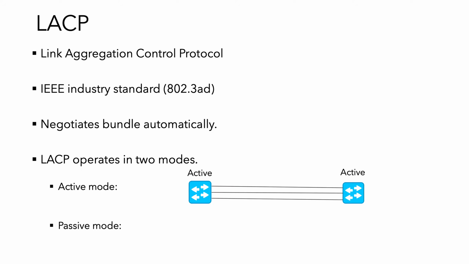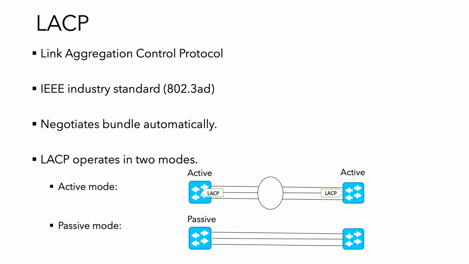In active mode, the port initiates negotiation with other ports by exchanging LACP packets, whereas in passive mode, it doesn't initiate any negotiation but expects the other end to initiate and then replies to the received LACP packets.